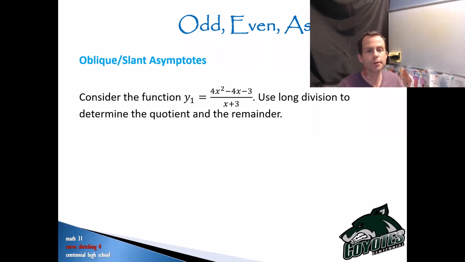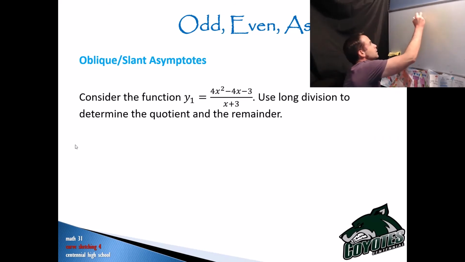Okay, so now we are going to turn our attention to a new type of asymptote that we haven't really talked about before: oblique or slant asymptotes. Just to give you the take-home message before we start, you get graphs that look maybe something like this, and we've seen graphs like this before.